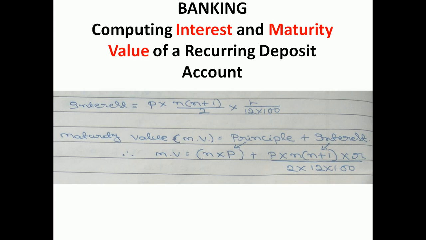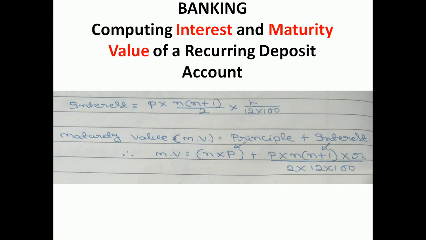There is a very simple formula here to calculate the interest as well as the maturity value. You can make it out here. To calculate the interest on an RD account, we have a simple formula: P into (N plus 1) by 2 into R by (12 into 100). Here P stands for the principal amount which you deposit every month, a fixed amount which you deposit every month.